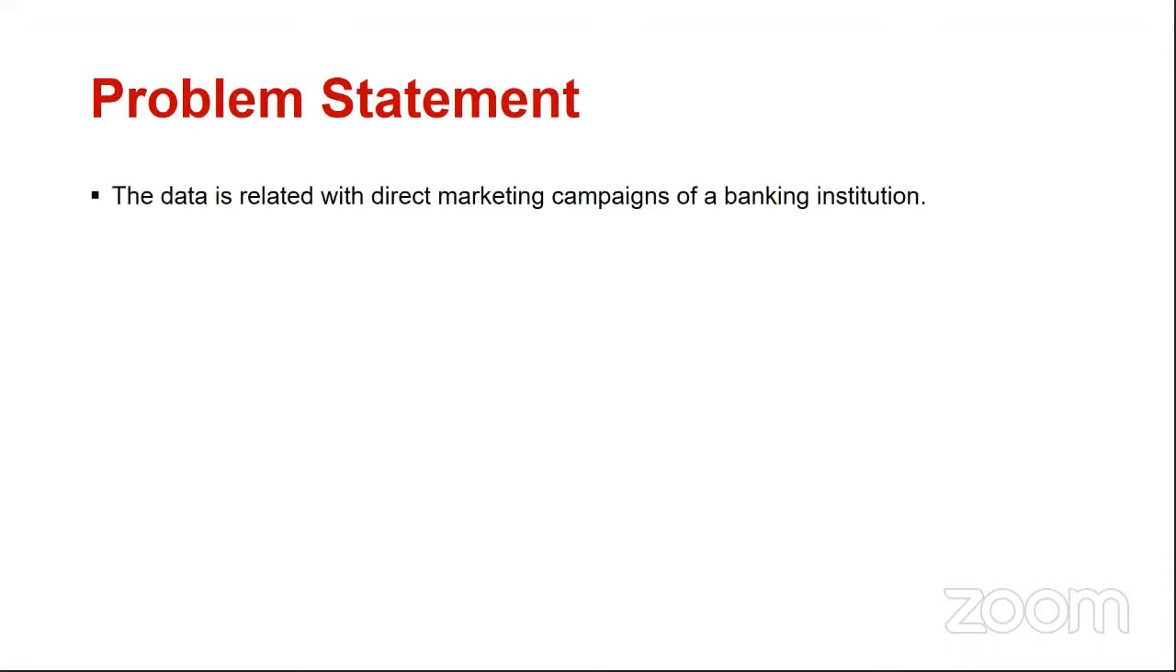Let us see. So here comes the problem statement. The problem statement associated with this first industrial project is, you are going to be given a data set. The data is related to the direct marketing campaigns of an imaginary banking institution. Typically, the marketing campaigns were conducted by the bank using phone calls. Phone calls were made to the bank customers at random, and they started talking about the term deposit.